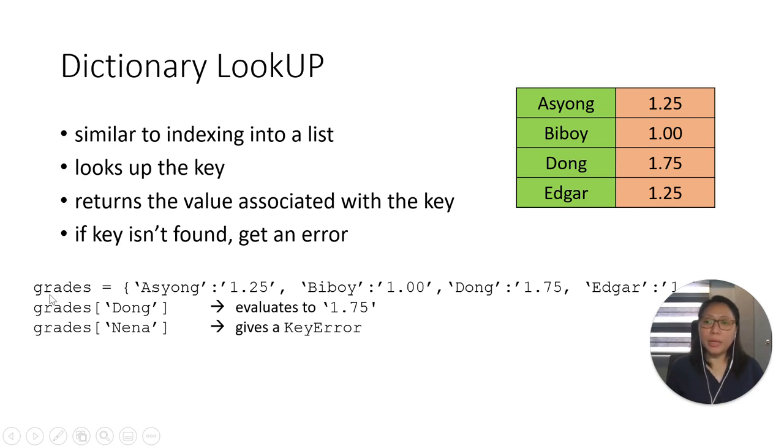For example, here, let's say we have this variable name grades that binds to this dictionary. So grades of dong evaluates to, where is dong, and the value paired with dong is 1.75. So grades of dong evaluates to 1.75. And grades of nena, we look at the keys here. There is no nena, therefore this gives a key error.